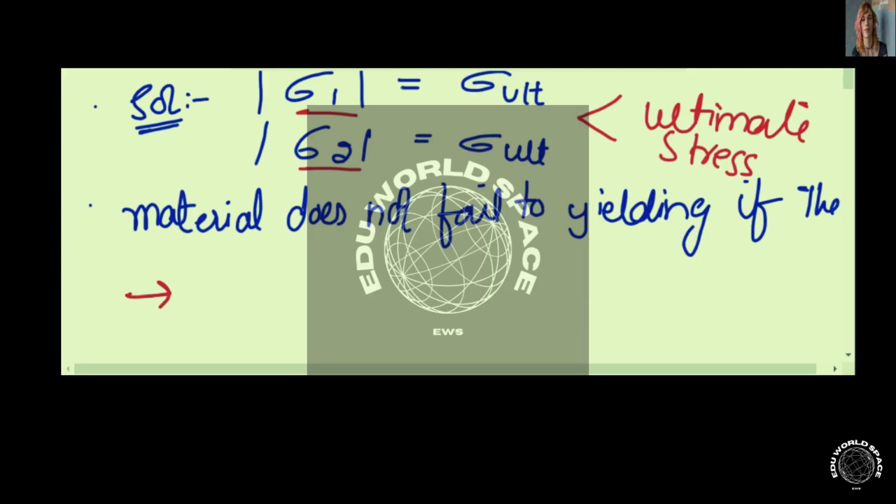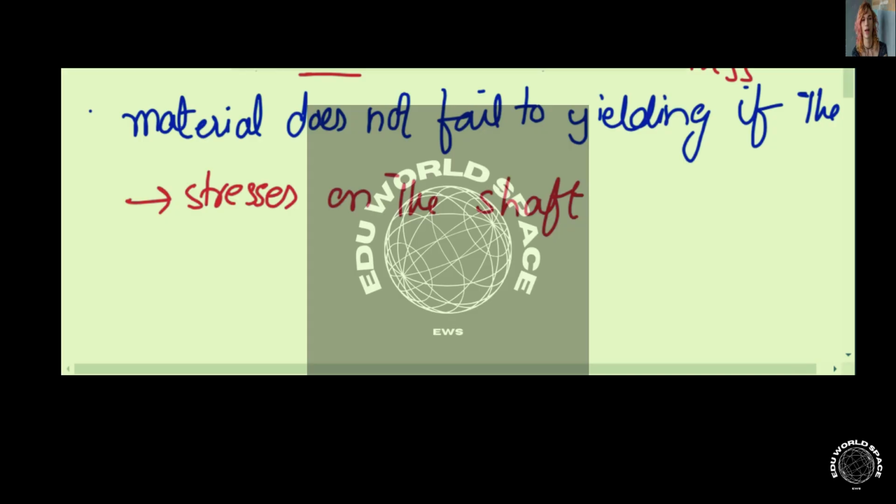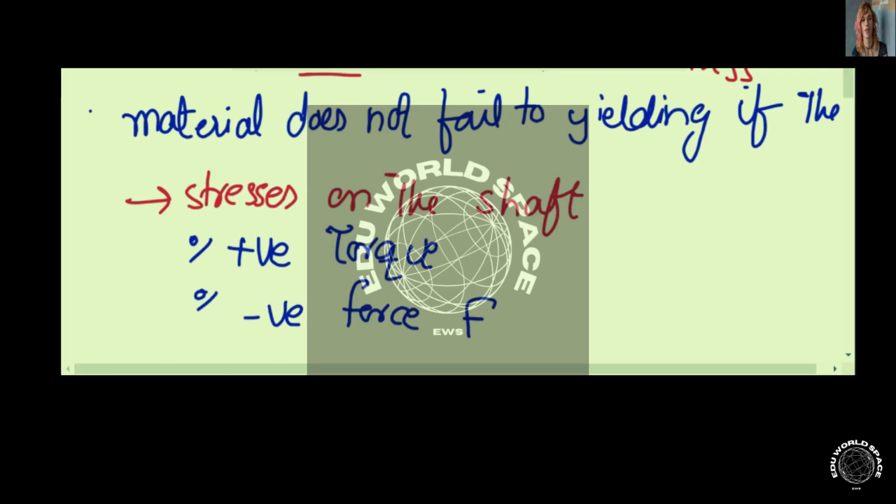Now that we have got the criteria out of the way, let's see what happens with the stresses on the shaft. We have a positive torque, that is counterclockwise, and we have a negative force F, which is basically compression.